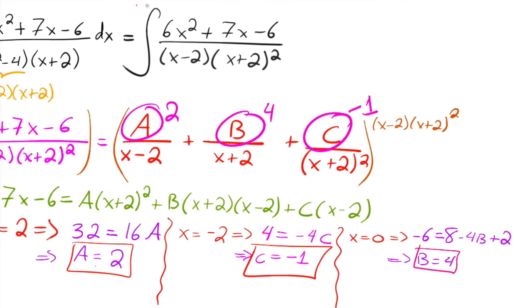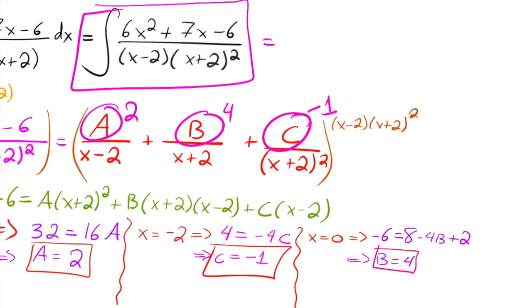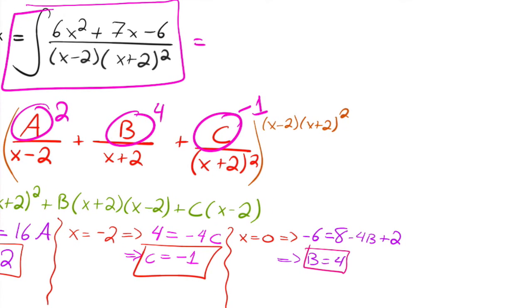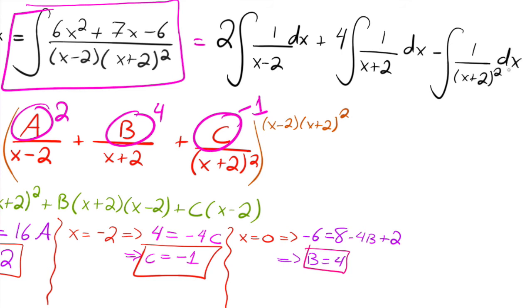So we can rewrite this integral as those three fractions. So let's do that. I'm going to take the constants outside. So it's going to be 2 times the integral of 1 over x minus 2 dx, and then plus 4 times the integral of 1 over x plus 2 dx, and then minus 1 times the integral of 1 over (x plus 2) squared dx.